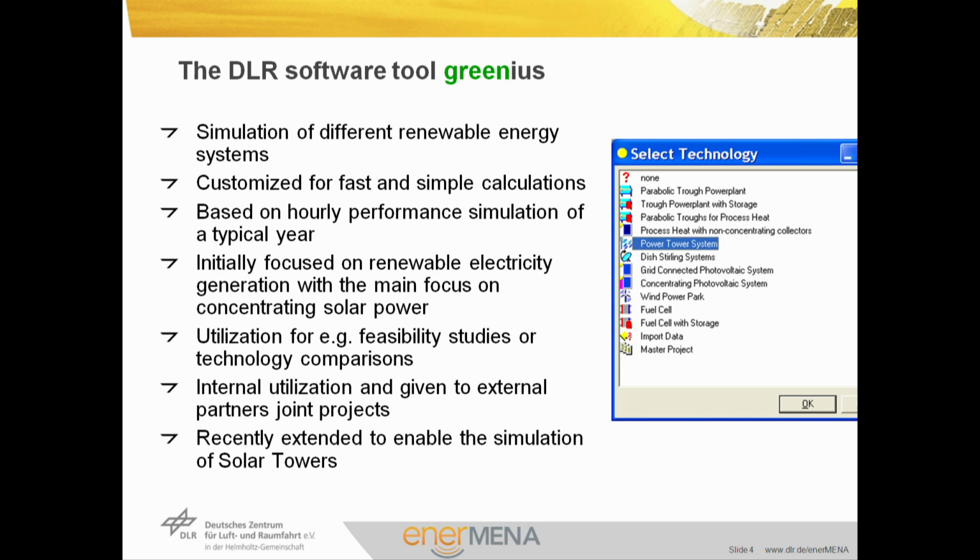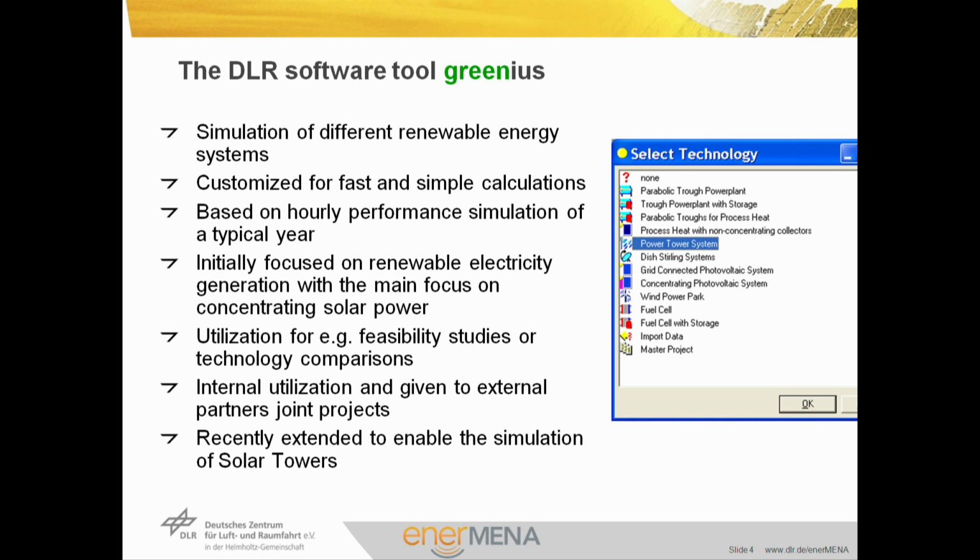The software tool Greenius has been developed at DLR for several years. It's made for the simulation of different renewable energy systems. On the right-hand side, you may see a screenshot of all the technologies which are implemented in Greenius. Greenius is customized for fast and simple calculations. It is based on hourly performance simulation of a typical year, and it was initially focused on renewable electricity generation. And the main focus was on concentrating solar power.